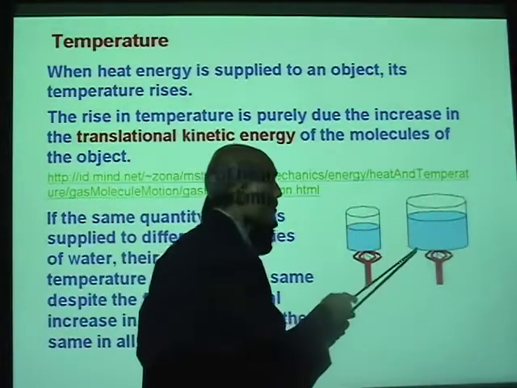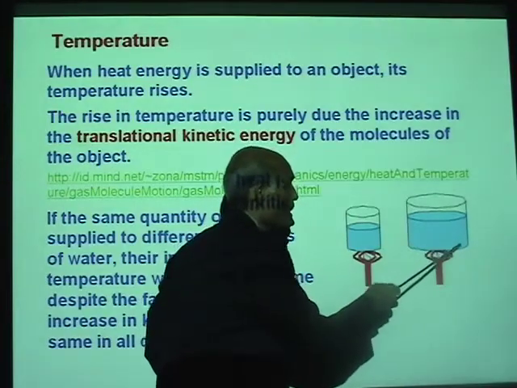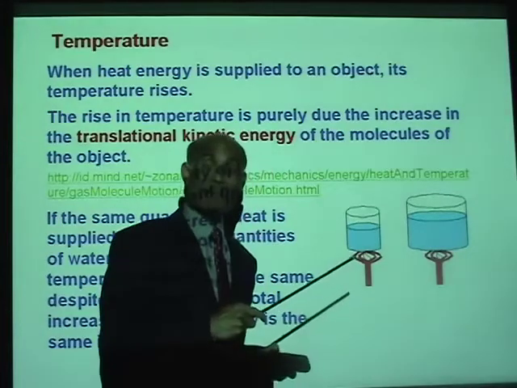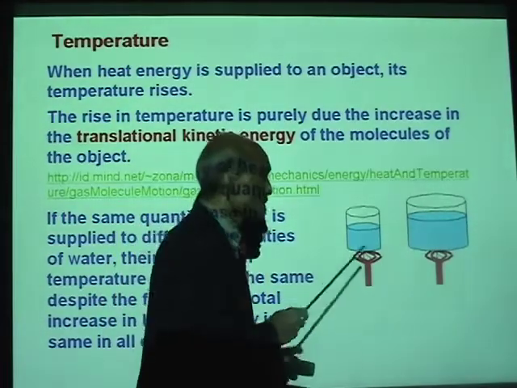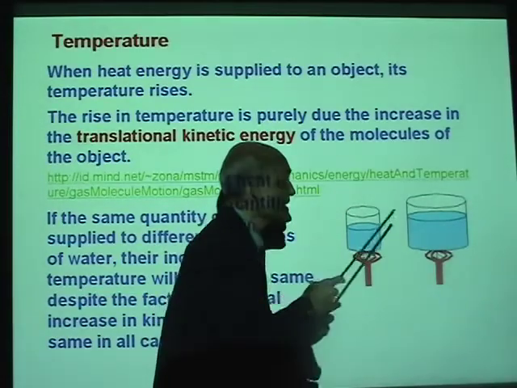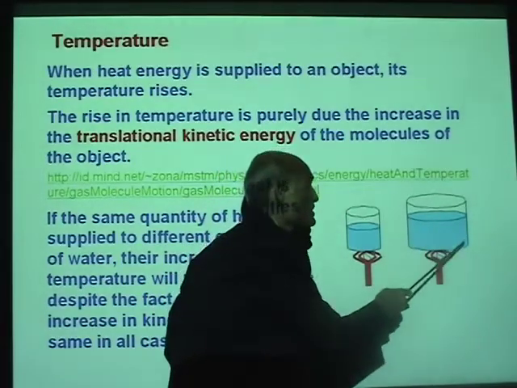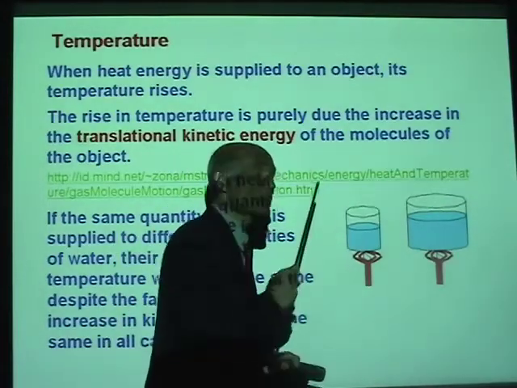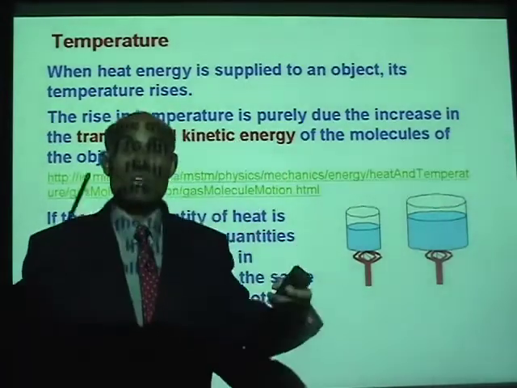You see, the total kinetic energy of the molecules in the big one and the small one are the same. But the average kinetic energy of the molecules in the small beaker is greater than the average kinetic energy of the molecules in the big one. Therefore, the temperature in the small beaker is higher.